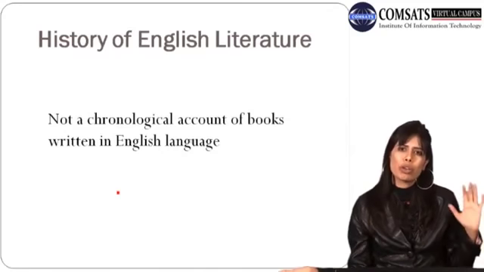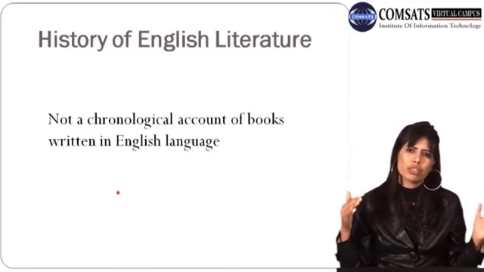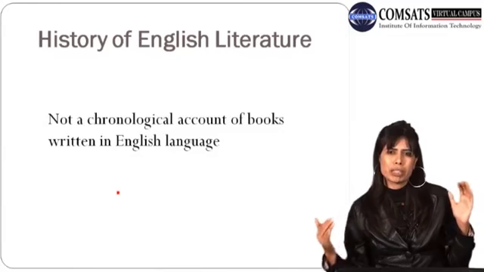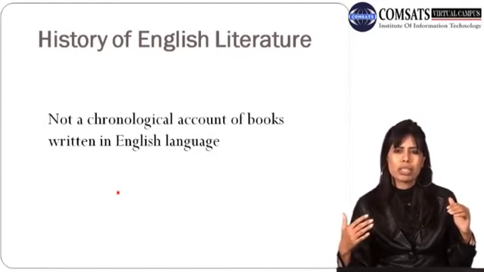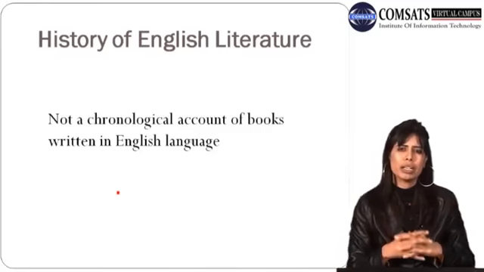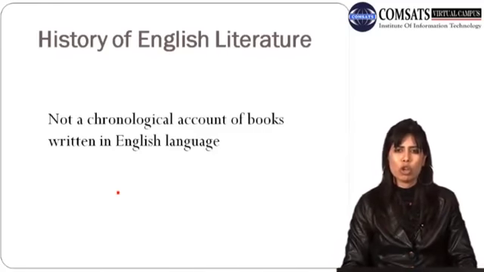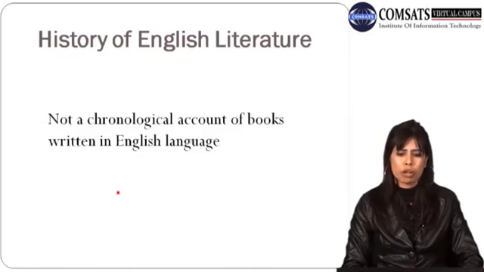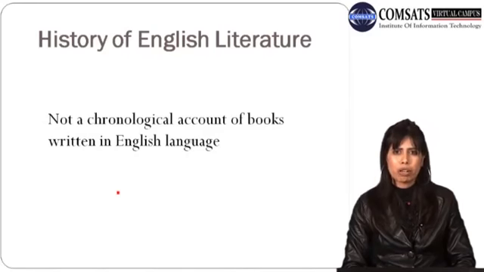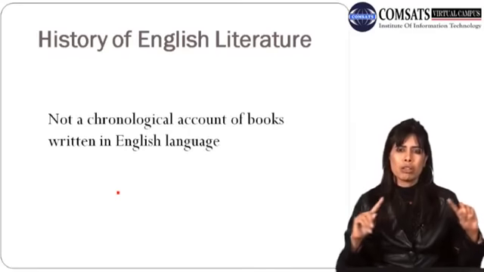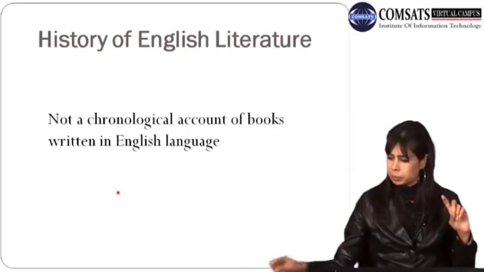History of English literature. Now gradually we are moving towards history of English literature, which is basically the main concern of this course. This is not a chronological account of books written in the English language. So my dear students, here we are not focusing on the English language, or on a year by year description of different events in a book. We'll talk about the historical development of English literature with the passage of time. This is the purpose of this course.